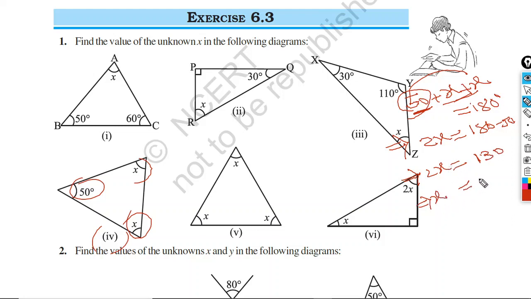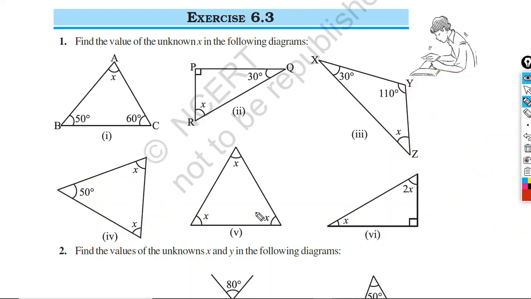Here it will be x, here it will be 130 divided by 2, which will be equal to 65 degree. So you can say x equal to 65 degree here. Here it is also 65 degree. Now we'll try another one. Next one, B. Here you can see three angles are x, x, x. So x plus x plus x, first you write the same thing. Sum of three interior angles is equal to 180 degree. So x plus x plus x equal to 180.